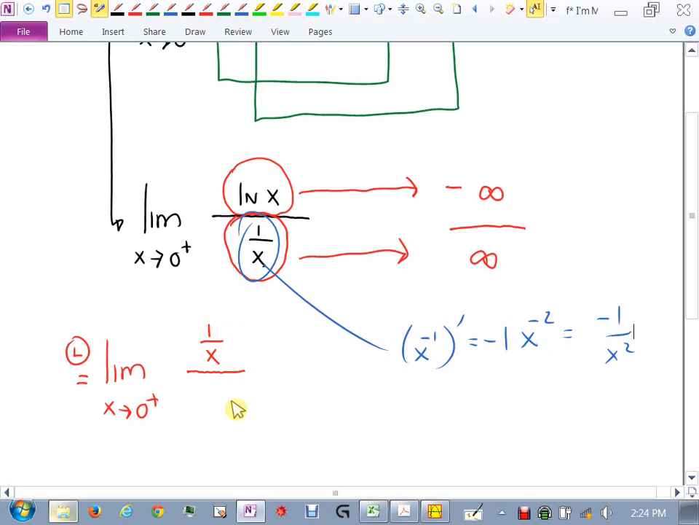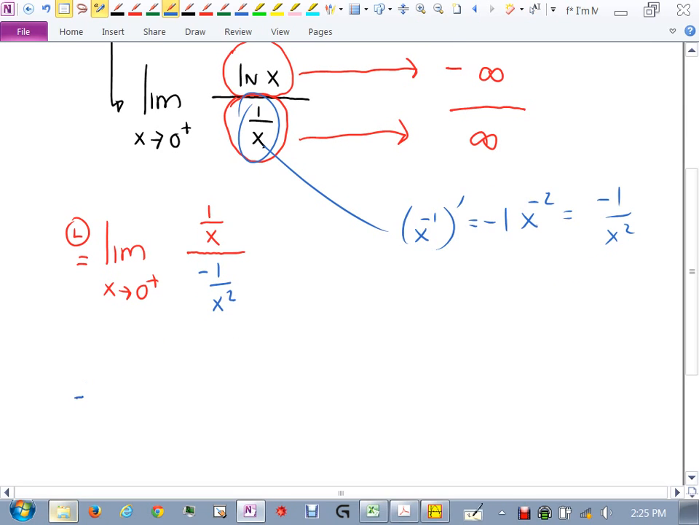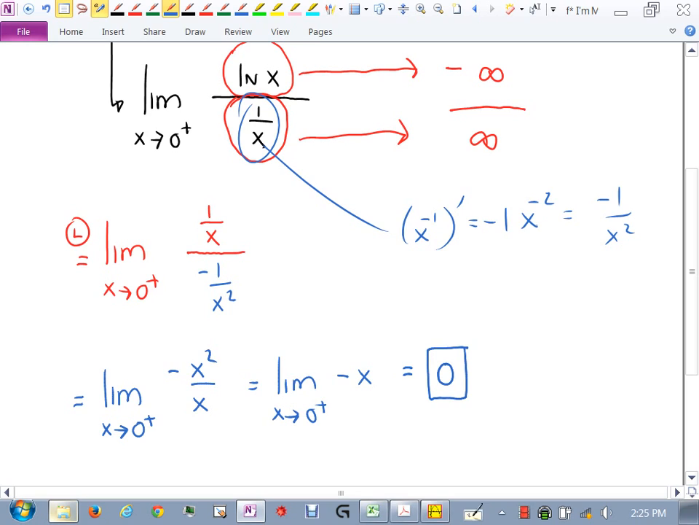So that bottom derivative by itself is negative 1 over x squared. Now what? Flip it, right? A fraction, flip it. And so this really just becomes negative x, limit x goes to 0. I get the negative x squared on top over the x on the bottom. X squared over x is just x, right? Negative x here. Oh, I'm happy about this. Because now, let x go to 0. And what do you get? 0. The answer is 0.